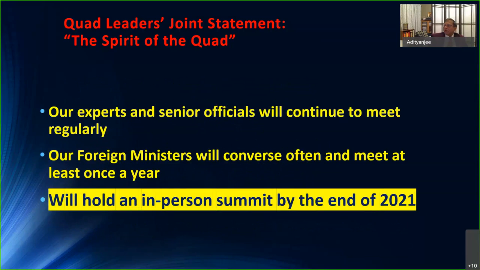So the spirit of Quad, our experts and senior officials will continue to meet regularly. Our foreign ministers will converse often and meet at least once a year. So there's an institutional mechanism being set up. Once a year, the Quad foreign ministers will meet for a conference. And the most important message was that we will hold an in-person summit by the end of 2021. And before that summit, all the working groups will submit their report.